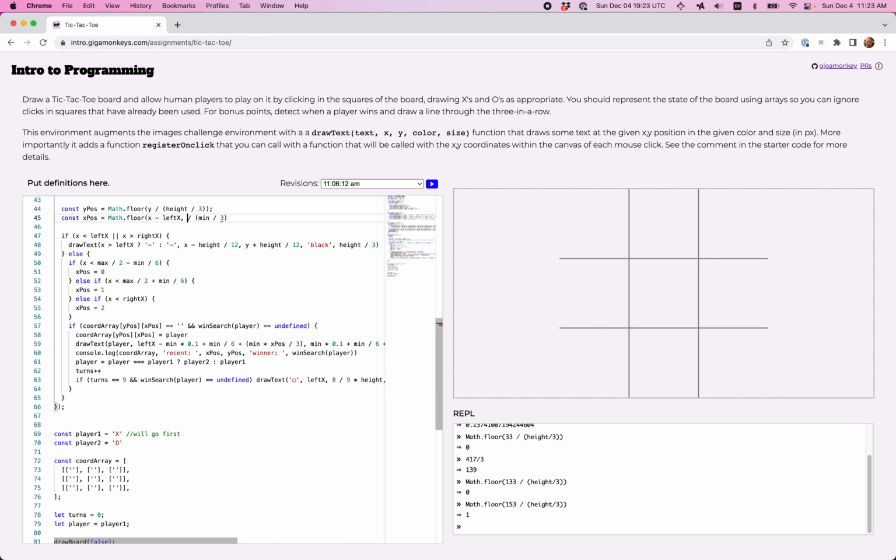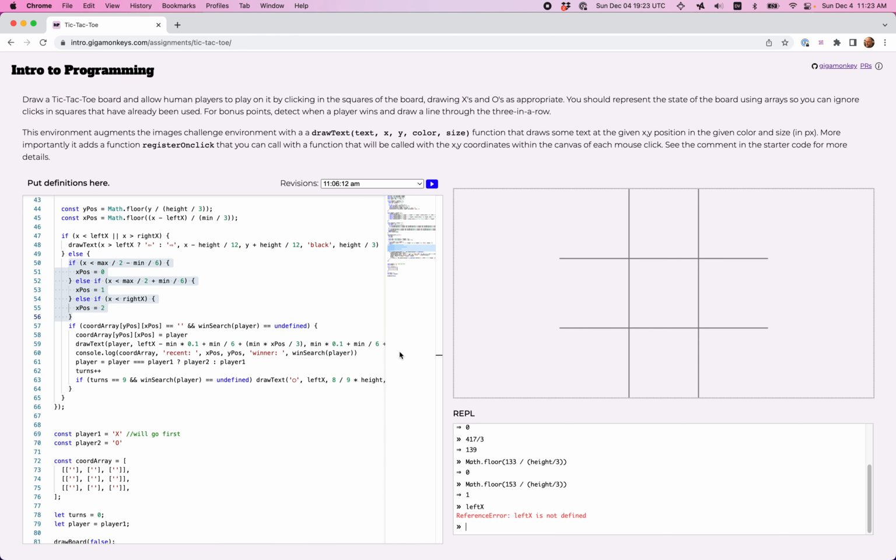Oops. Sorry, I'm writing this the right way. Okay. X minus left x divided by 1/3 the size of the columns. And I believe, and I put this up here again because I could put it down here, but I suspect we can actually check. And I think I did this when I wrote my own. We can check what would happen if we, so let's see what left x is. Oops, let's run all this.